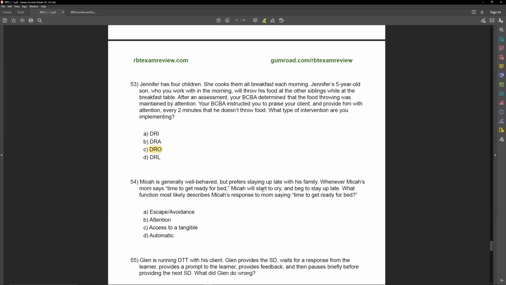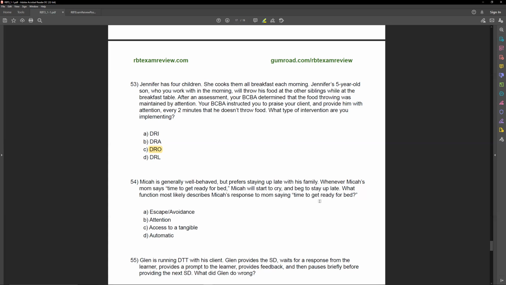Escape, avoidance, tangible, attention, automatic. Okay, you should know the four functions off the top of your head. First thing you should learn, arguably. You should know these. We're looking for the function of Micah's response. What is Micah's response? Well, Micah will start to cry and beg to stay up late in response to what? Mom saying time to get ready for bed.